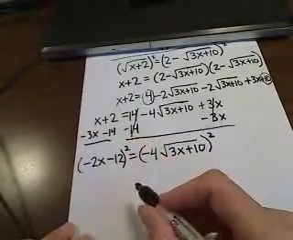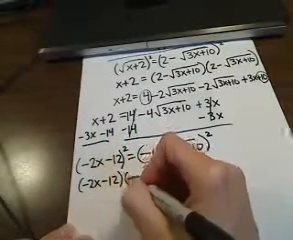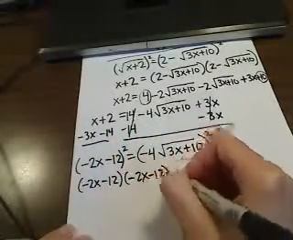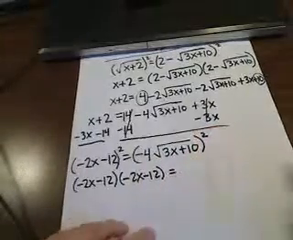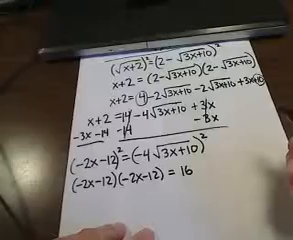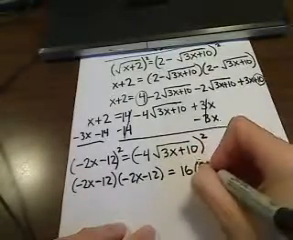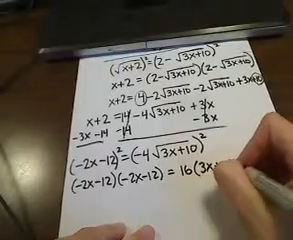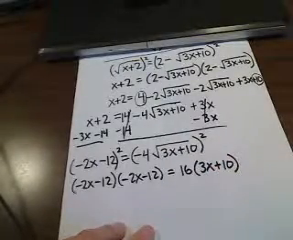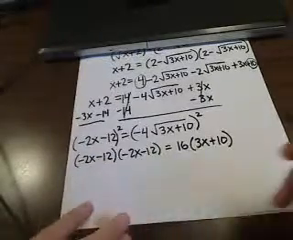This is a FOIL again. So if we write it out, it's negative 2x minus 12 times negative 2x minus 12, equal to, on this side, negative 4 you need to square, you get a positive 16, and then you square the square root of 3x plus 10, and the 3x plus 10 is going to pop out.